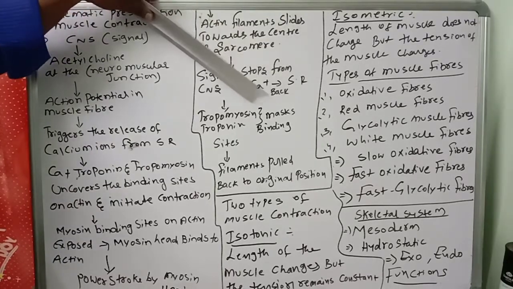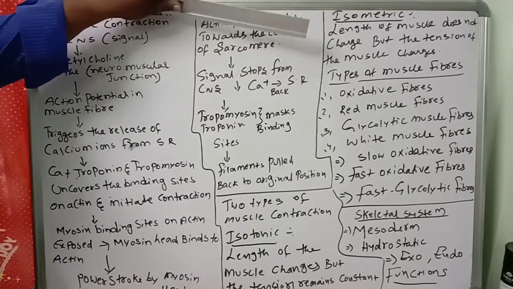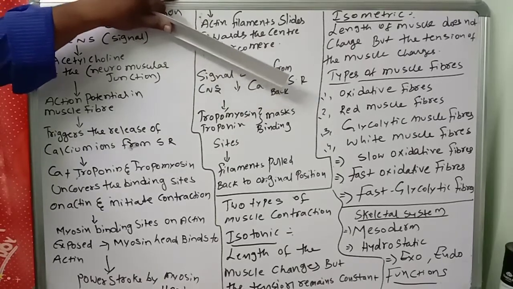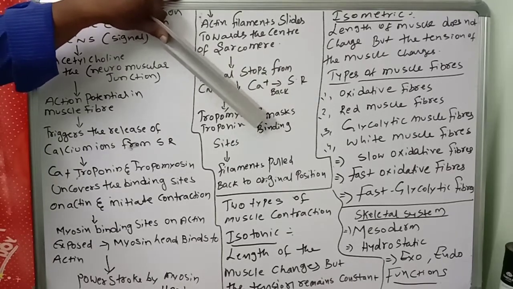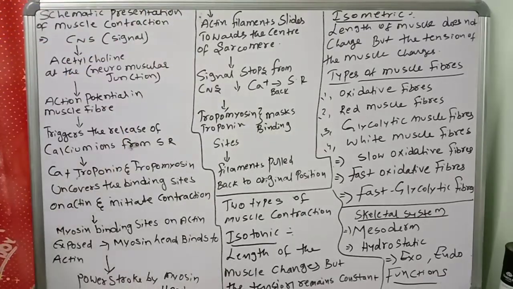When the signal stops from the central nervous system, calcium goes back to the sarcoplasmic reticulum, then tropomyosin and troponin mask the binding sites, and the filaments are pulled back to the original position. So like this, muscle contraction takes place.